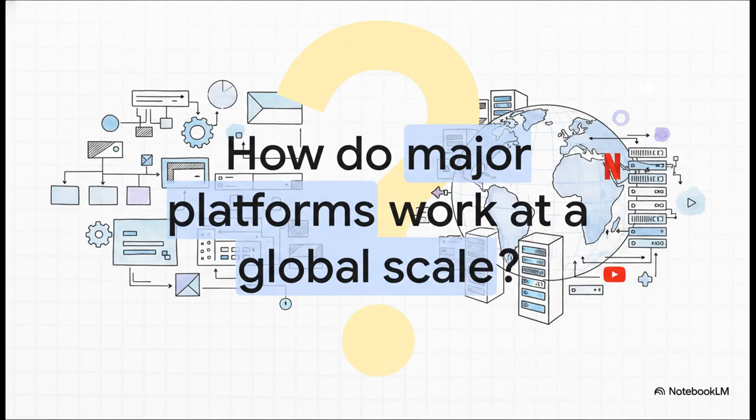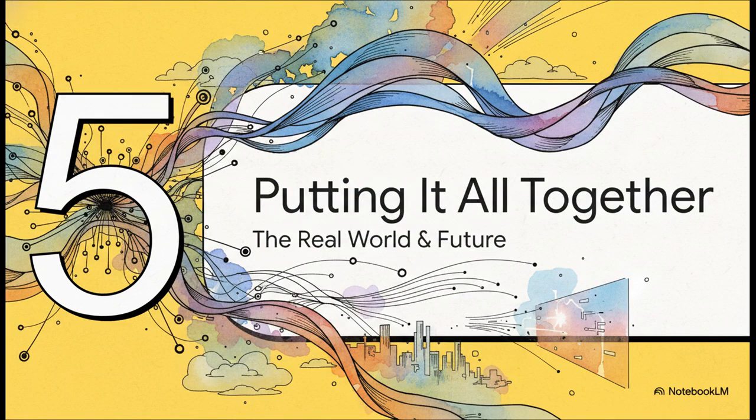So that leads to the big question, right? How do these massive platforms like Netflix or YouTube actually orchestrate all these moving parts to serve billions of hours of video every single day? This is where all the theory really meets practice. And that's exactly what the final section of the report and our series gets into.